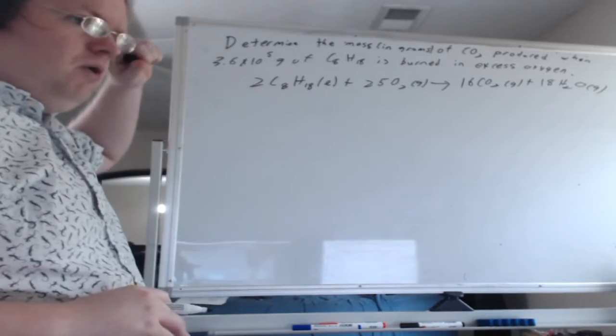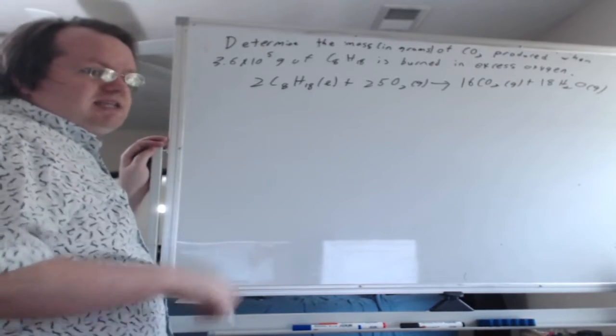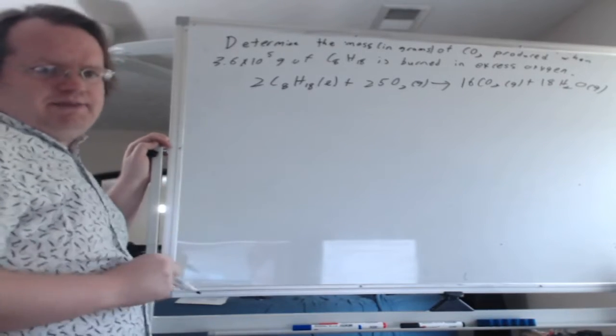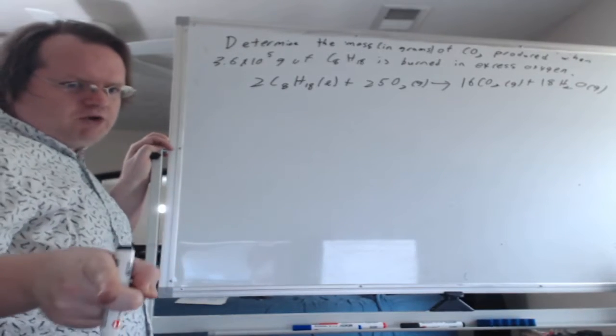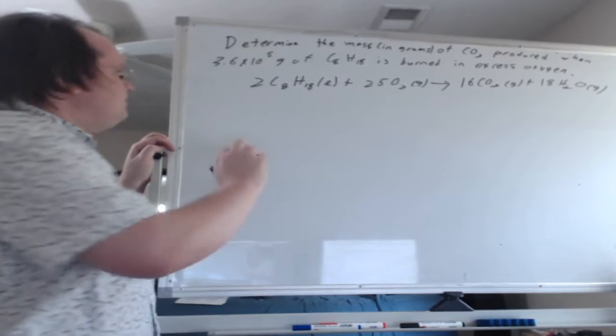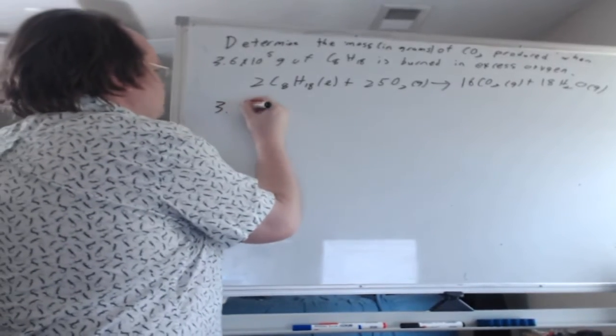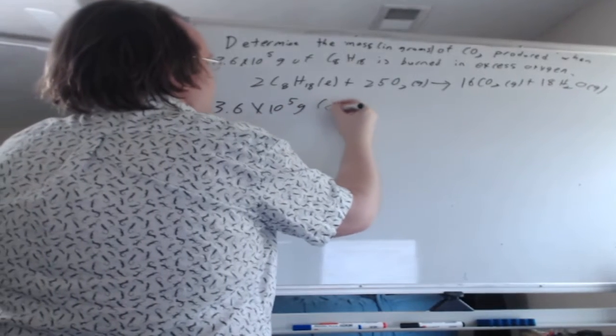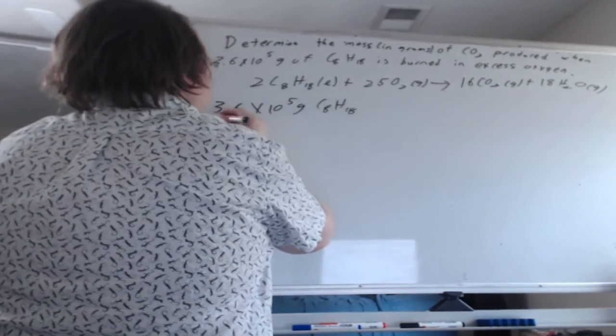So I want to know what's the mass in grams of carbon dioxide you can make from this 3.6 times 10 to the 5th grams of octane. So pause me and give it a try. Hopefully you've tried now. So we'll start with our starting information. We have 3.6 times 10 to the 5th grams of C8H18.